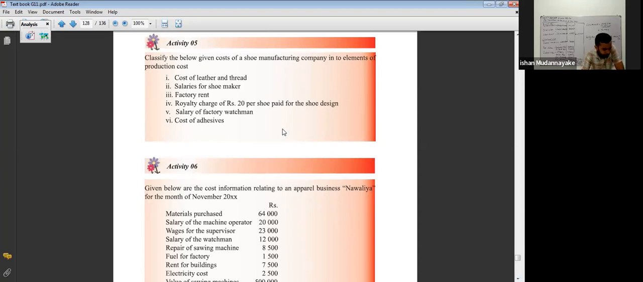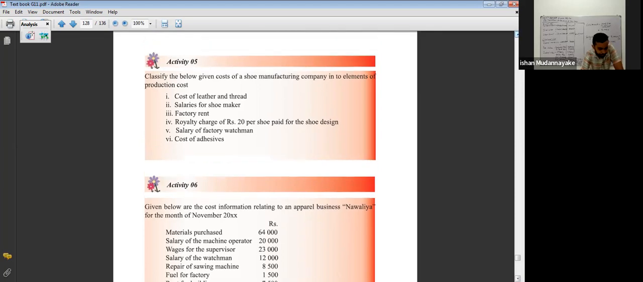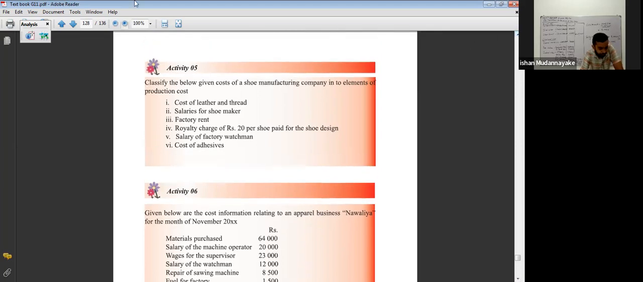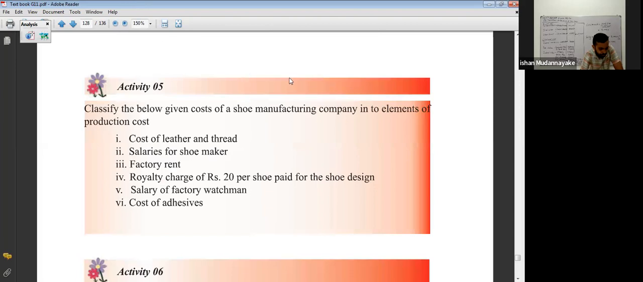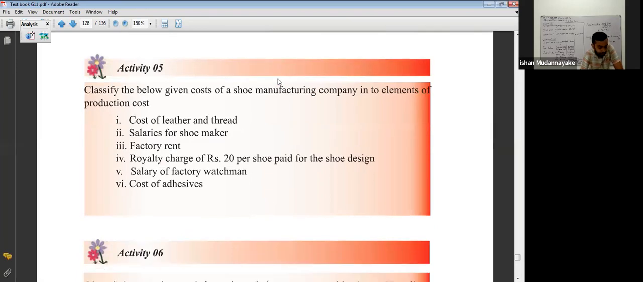Shall I do question number 5 at first? Activity 5. You can give me answers for question number 5. Classify the below given cost of a shoe manufacturing company into element of production cost.